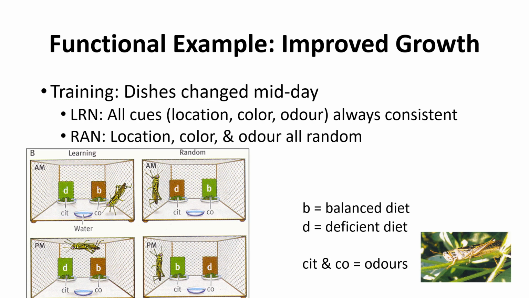And so twice a day they'd get the chance to eat, and they'd only be allowed to eat from one of these. But in the morning and in the evening, the learning group had the exact same setup, and it was always predictably presented to them. So because none of these changed, they were able to learn that the deficient is always on the left, or always associated with green, or always smelling like lemon.